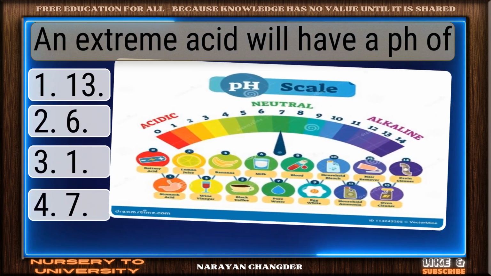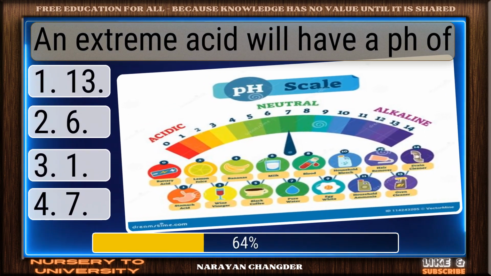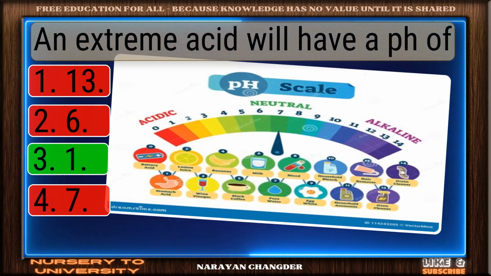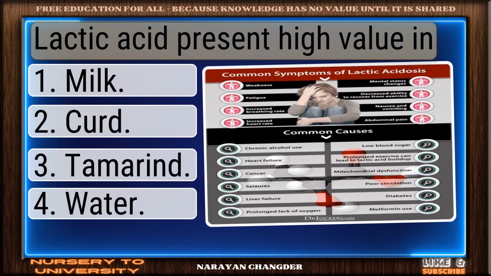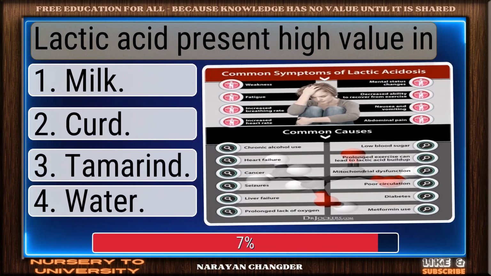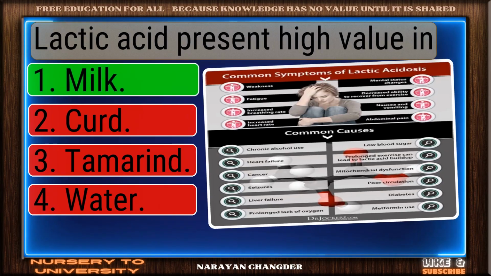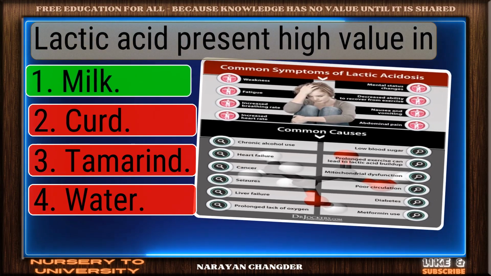Question number 115. An extreme acid will have a pH of. On track. 1 is the correct answer. Question number 116. Lactic acid present high value in. You're right. Milk is the correct answer.